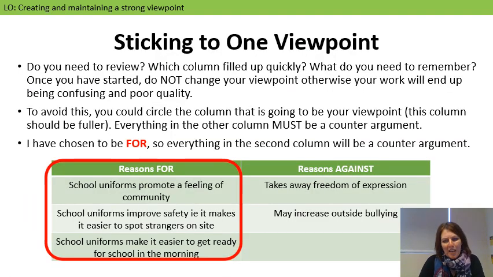So remember, whichever column filled up the quickest is the one that you should be basing your viewpoint writing around. At the end of the day, we're only going to have 5 minutes to plan our written response for this section of our paper. So we want to be going with the column that filled up the quickest. Put a ring around it to make sure that you stick with that viewpoint from beginning to end, and anything that's in the other column will become part of our rebuttal, our undermined counter argument.